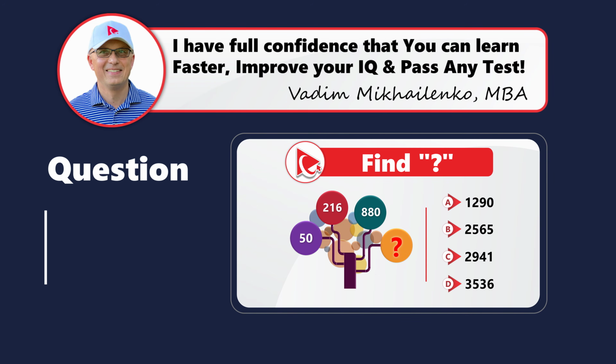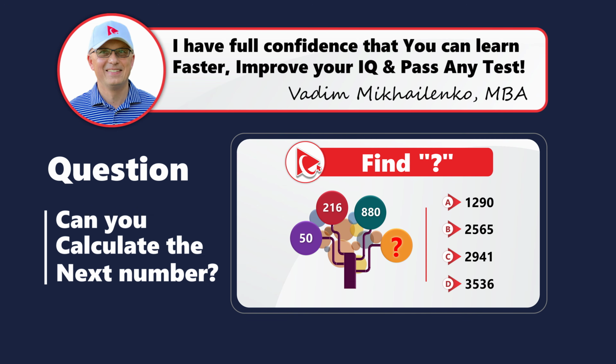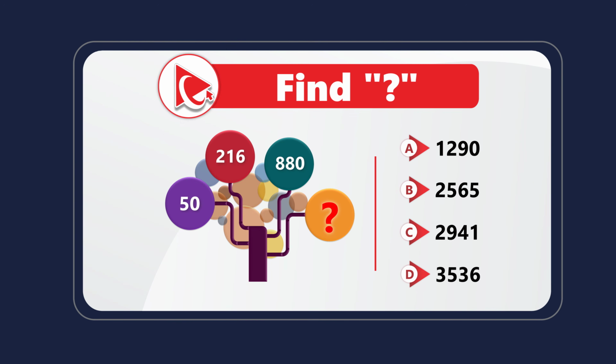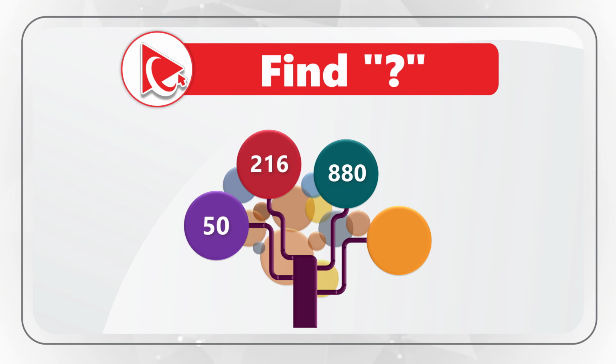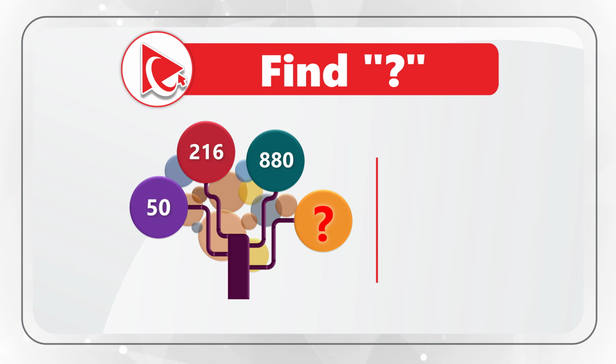Here's an amazing question where we need to find the missing number. You're presented with the tree looking like structure, and it has the numbers in the circles on the top. The numbers are, if we start from the left, 50, 216, 880, and then comes the missing number. You need to calculate and select the missing number out of 4 possible choices.